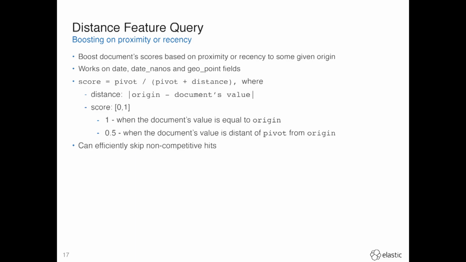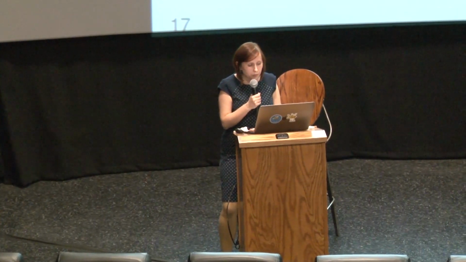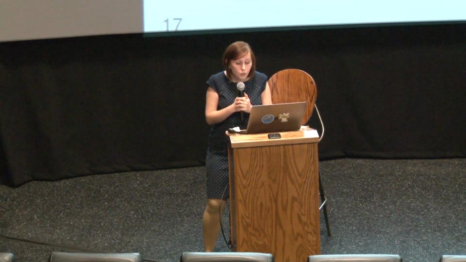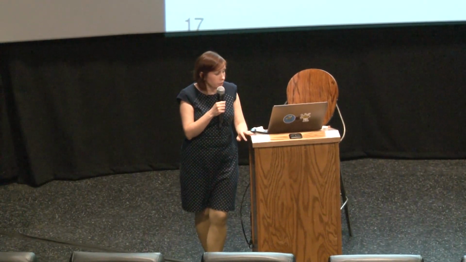There is a function score query where you can write a script that allows you to do this, but it's a more expert way to do it. And it's also maybe not that performant. So the distance feature query addresses this. It allows you to very efficiently and performantly calculate scores based on proximity or recency to some given origin.